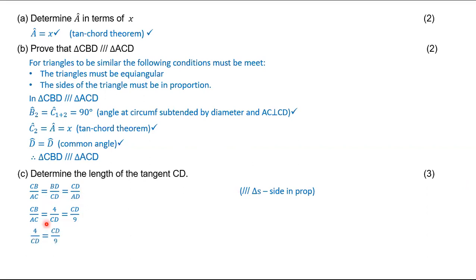To solve for CD, I will multiply both sides by CD just to get rid of the denominator on the left-hand side, and then multiply both sides by 9 to get rid of the denominator on the right-hand side. And this will give me 36 is equal to CD squared. When you square root 36, it's supposed to give you plus or minus the square root of 36, which is plus or minus 6. But we are going to choose 6 because we just require to calculate a positive distance. And that's why we will say that CD is equal to 6 units. And that is it. Done. That is all. Finito.